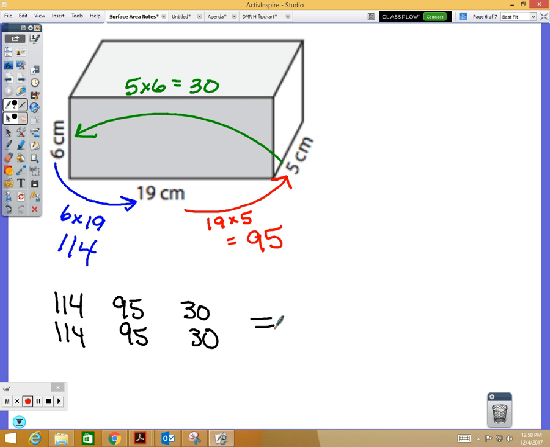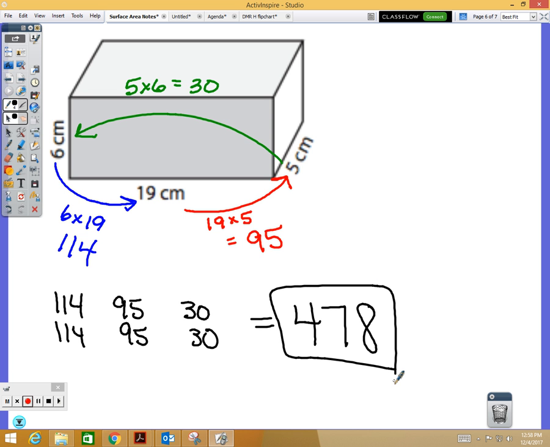Oh, I got something different. Oh, that is right. I didn't add mine correctly because I did that in my head. Who got 478? If you got 478, you are correct. Okay. I like grouping them like that because it's easier for me to put in my calculator, but you don't have to group them like that.